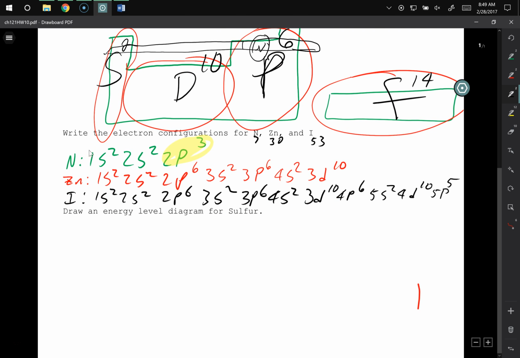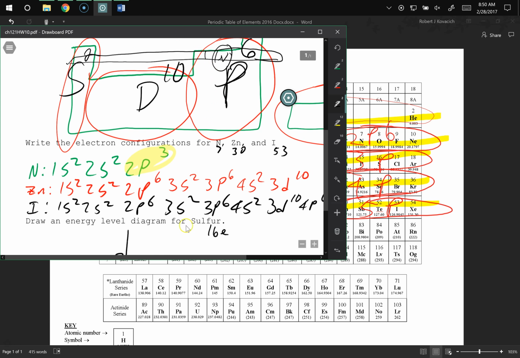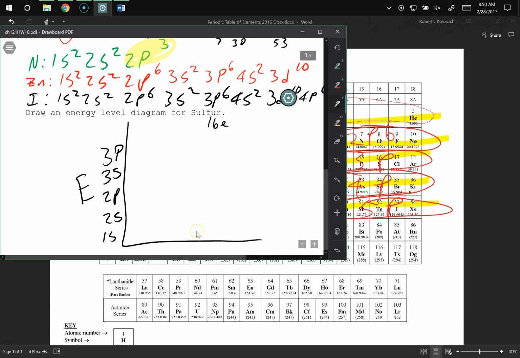Energy level diagram for sulfur. So what do I need to think about with sulfur first off? It's got 16 electrons, so I'm going to need to deal with that. All right, so for my energy level diagram, I draw this, and then this is energy over here, and then this is 1s, 2s, 2p, 3s, 3p. That's all I need. So how many electrons do I have fitting in that s? Just 2.